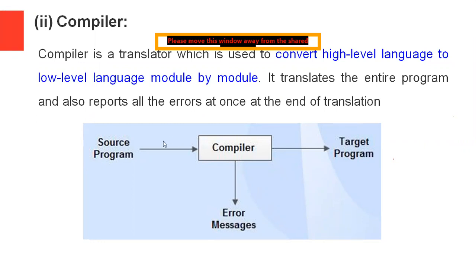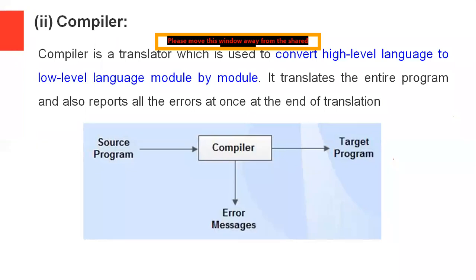Okay, so that is the compiler. So here is the diagram. We are writing a source program in high level language, that is English language. That is taken as the input to the compiler, and the compiler converts this high level language into the target program, that is low level language, and it specifies the error messages that are present in a particular source program. Okay, so this is the compiler.